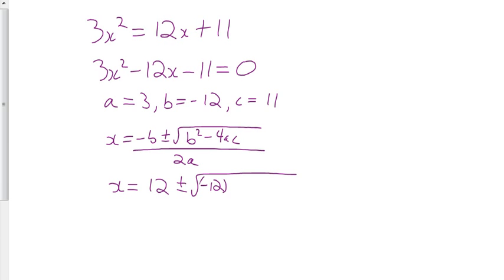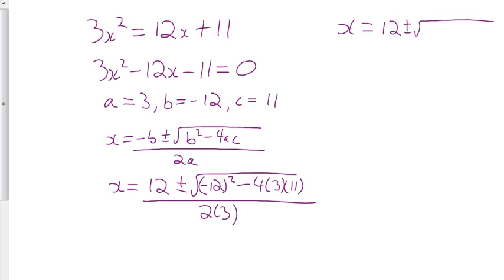Minus 40. Oh, we got 144 minus 132. Isn't C equal to negative 11? Okay, what do we got? 144 plus 132. 276 maybe. Over 276.